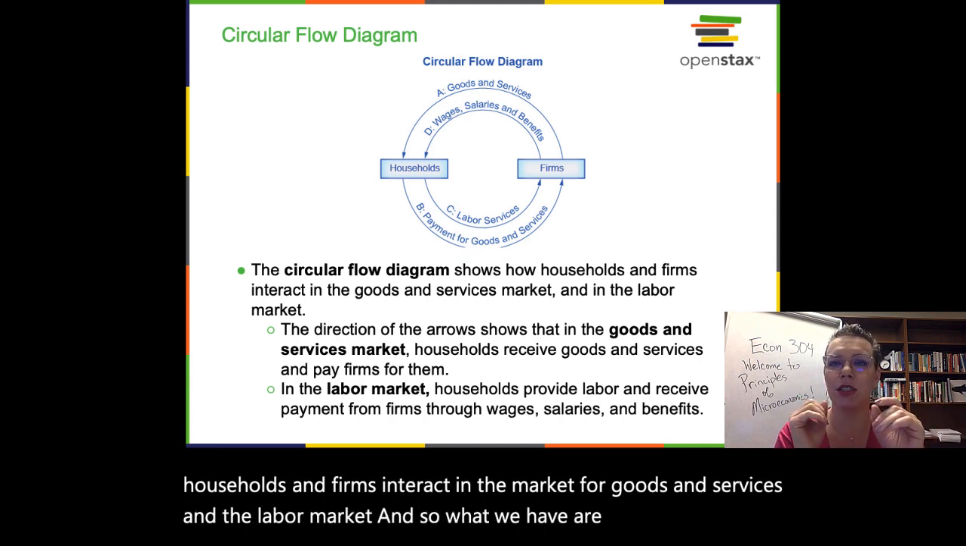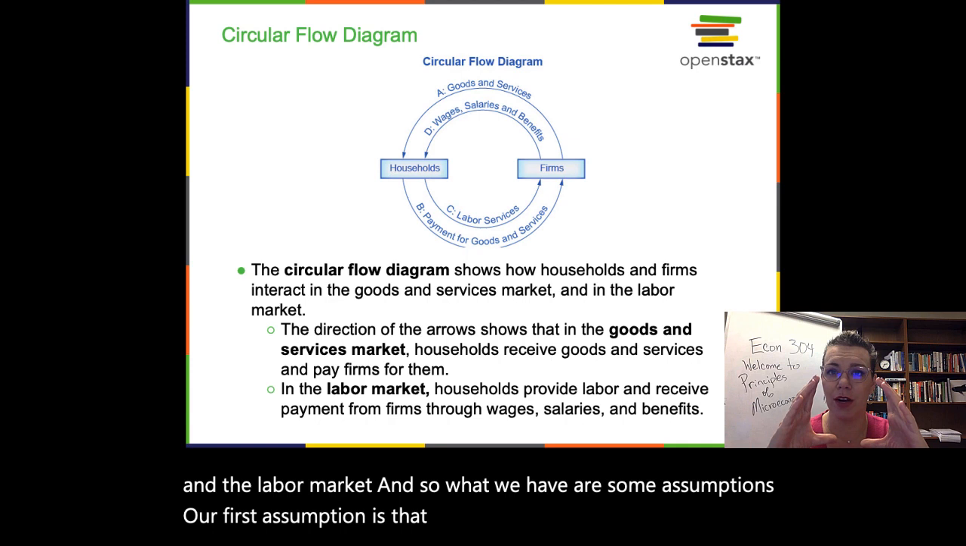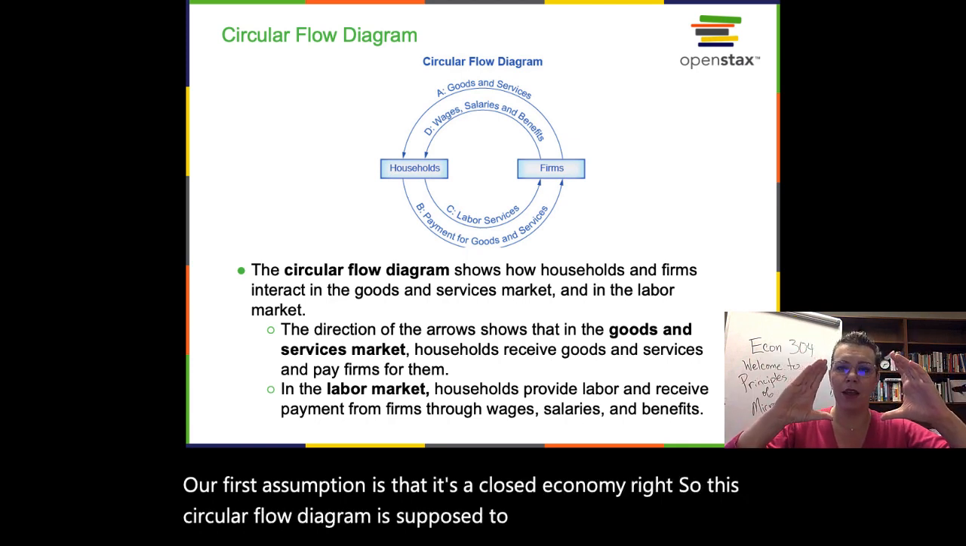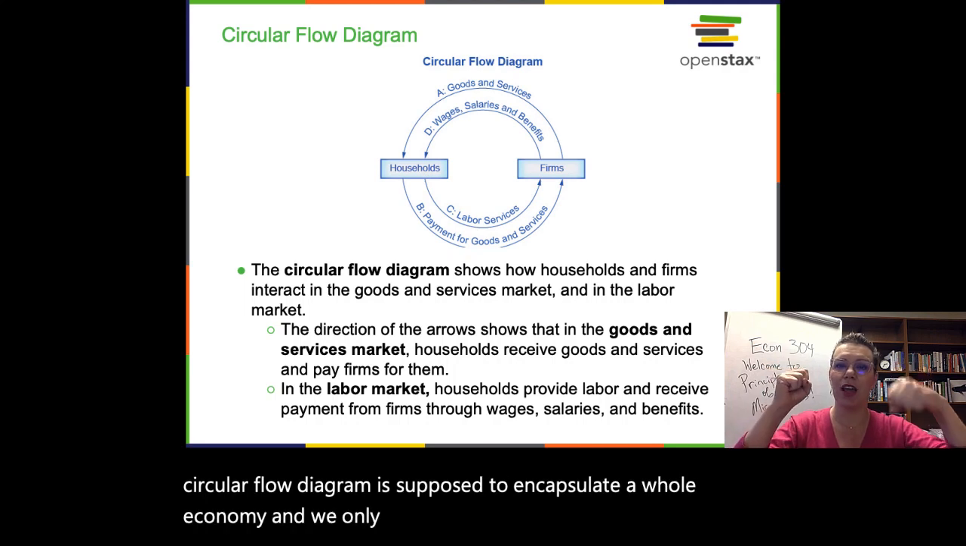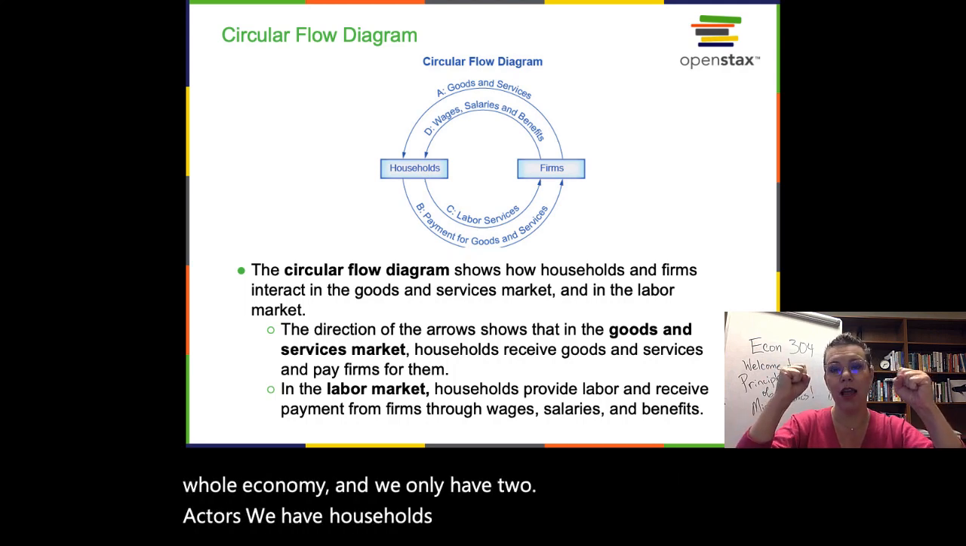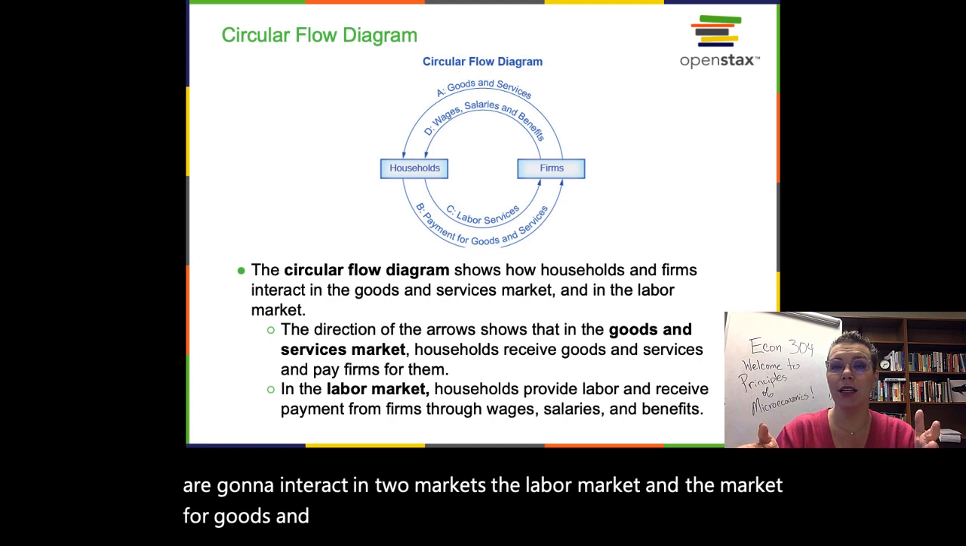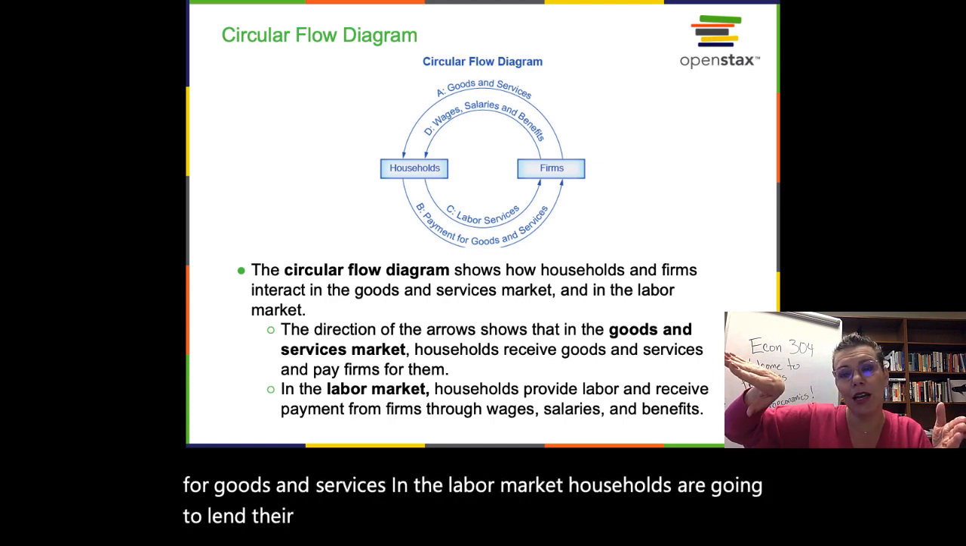Our first assumption is that it's a closed economy, right? So this circular flow diagram is supposed to encapsulate a whole economy. And we only have two actors. We have households and firms. And the households and firms are going to interact in two markets, the labor market and the market for goods and services.